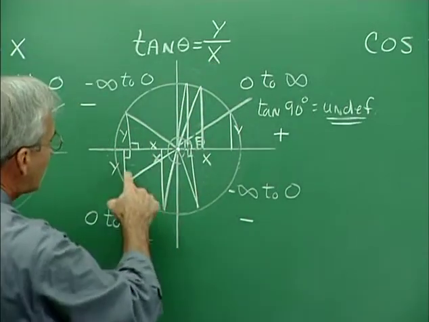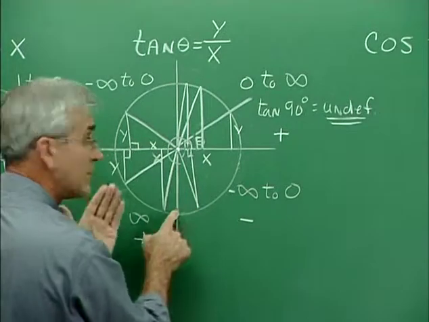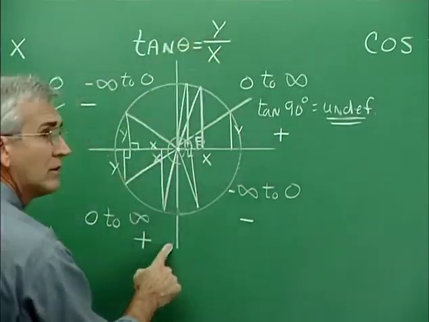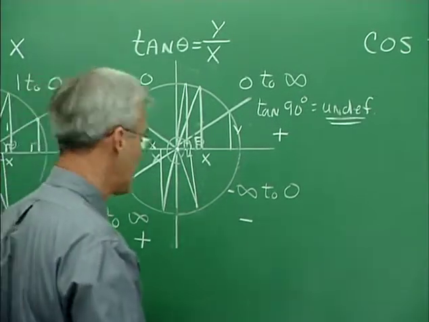And again, at 270 degrees, x becomes 0. You see the horizontal distance is 0. The fraction then is undefined. So down here at 270, we have an undefined situation as well. Okay, now let's jump into the next problem.